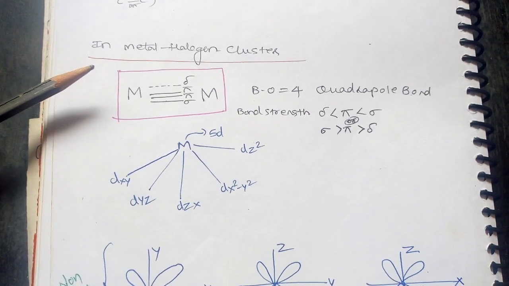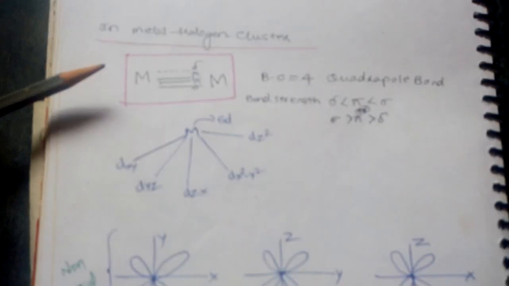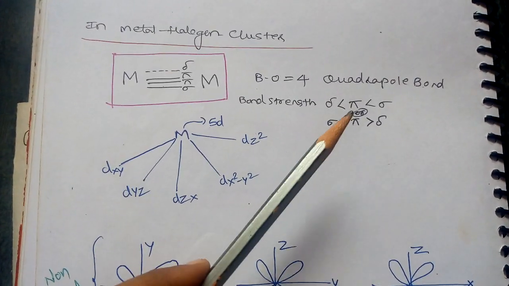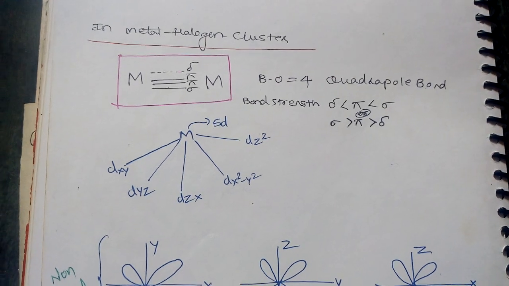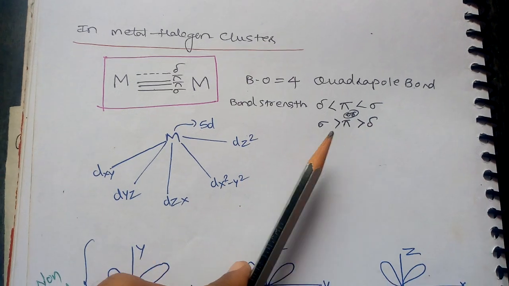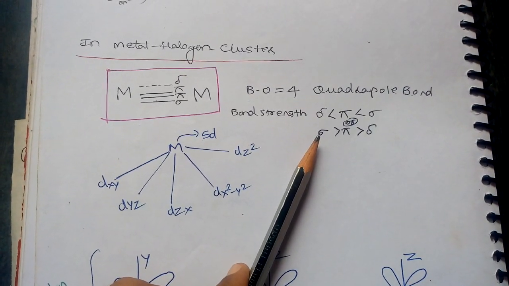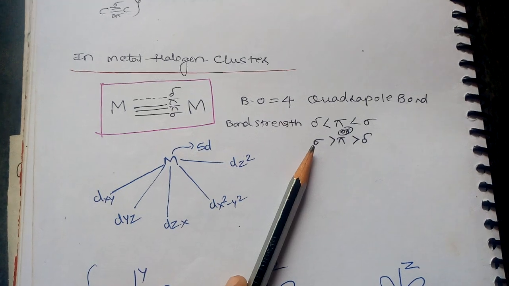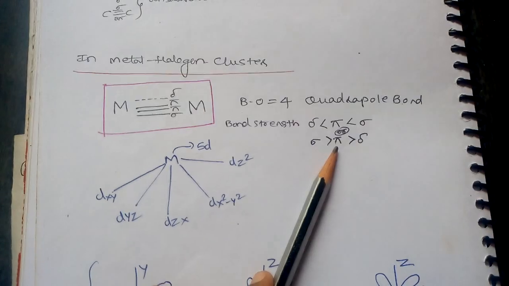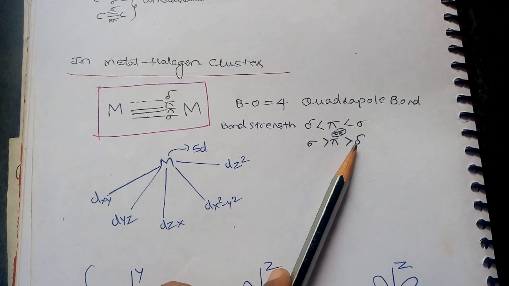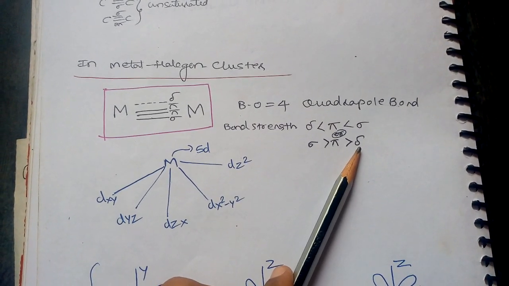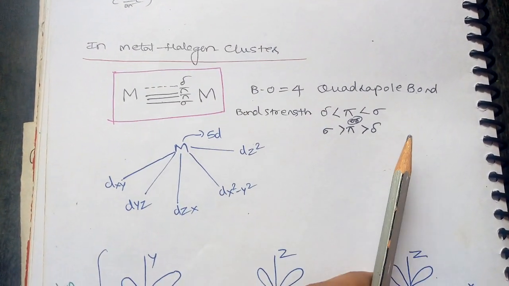In metal halogen clusters, in this class we are discussing mainly metal clusters of bond order 4, that is a quadruple bond. In that, first we have to know the bond strength: sigma is greater than pi, greater than delta. Sigma is more because in sigma there is head-on overlapping, so its bond strength is also more. Pi is less because here we see side-on overlapping, and delta is less because there is less overlapping of orbitals. That's why its bond is weak.